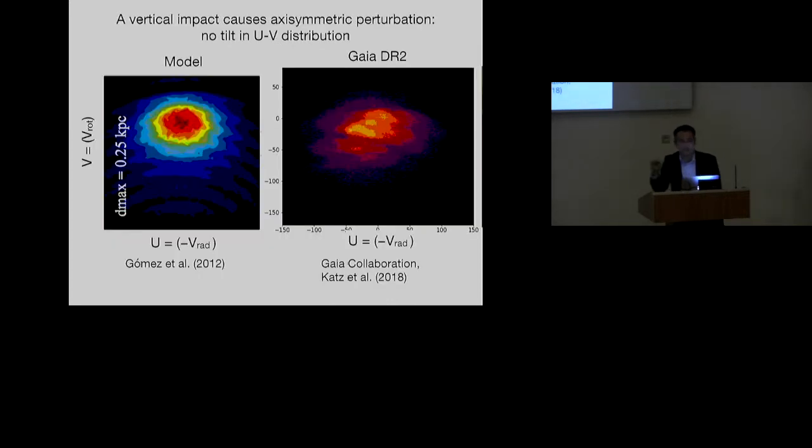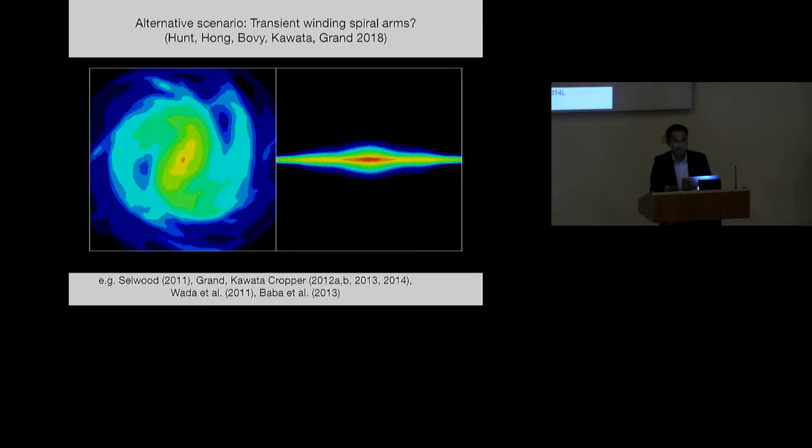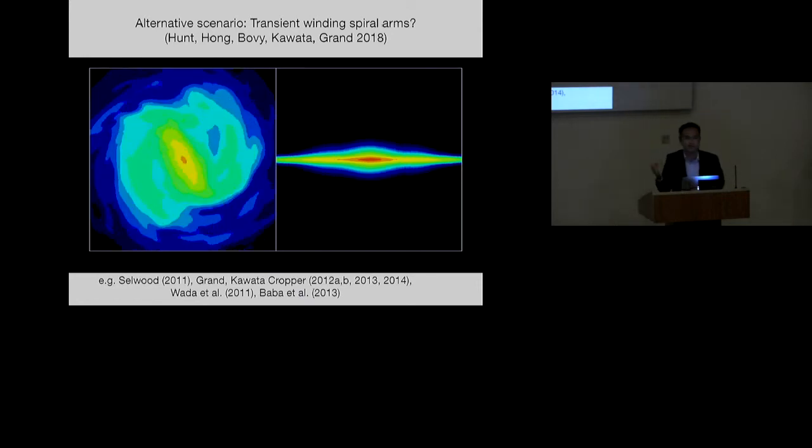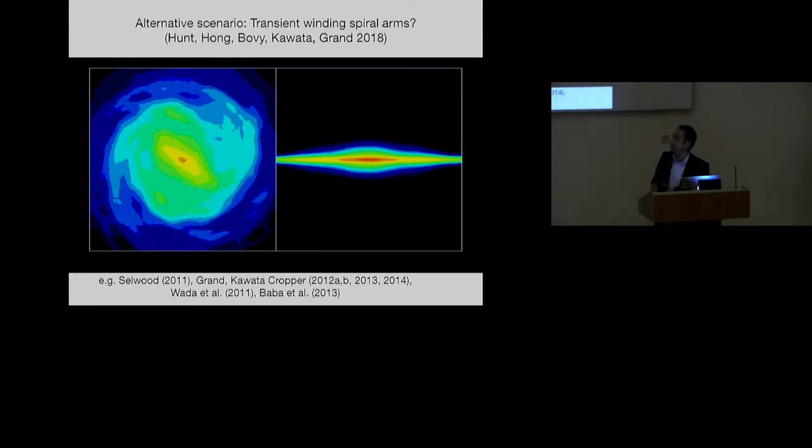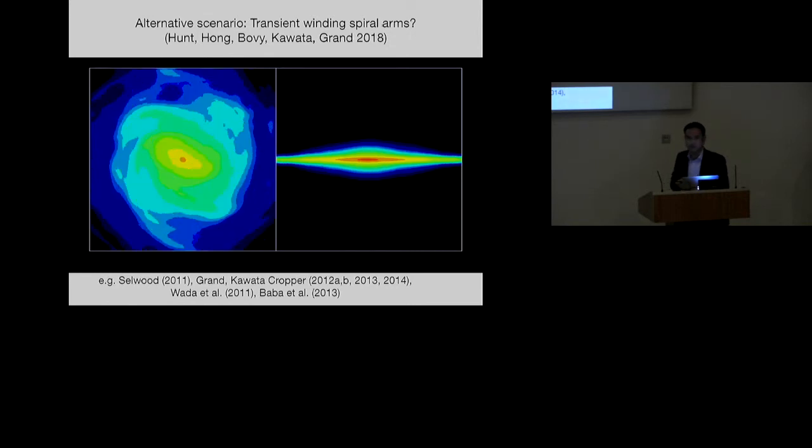However, if this Sagittarius dwarf vertical impact makes a perturbation in an axisymmetric way, then you will see waves like we see in the Gaia DR2 data, but there would be no tilt in this radial velocity versus rotation velocity field. In DR2, you see this kind of inclination, so an axisymmetric perturbation cannot explain that. So we came up with an idea: perhaps a non-axisymmetric feature, which means something like a spiral arm, may be able to explain these features.